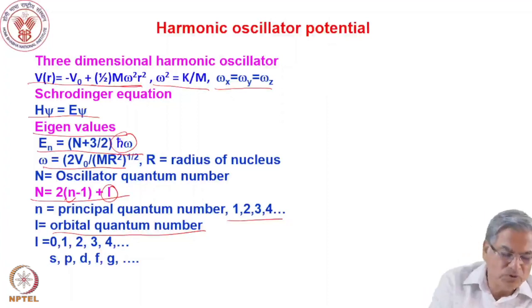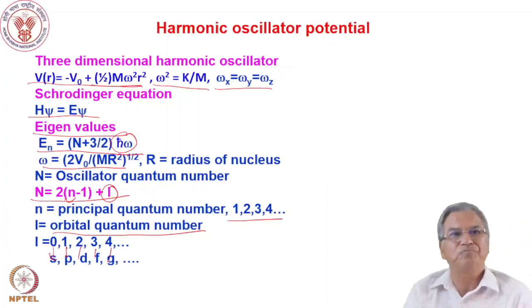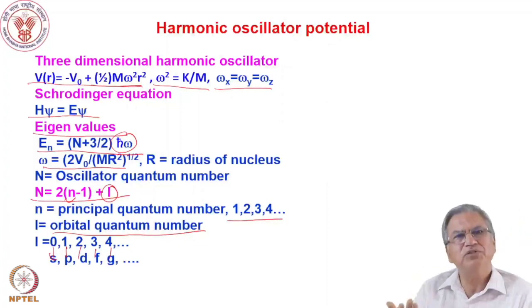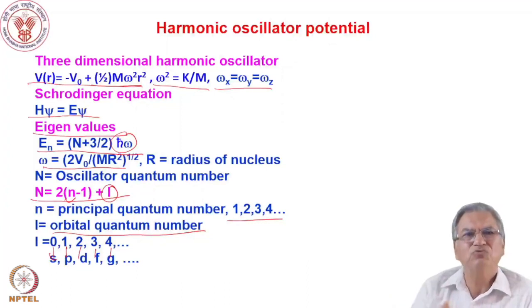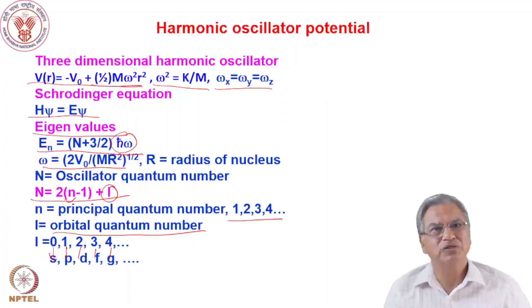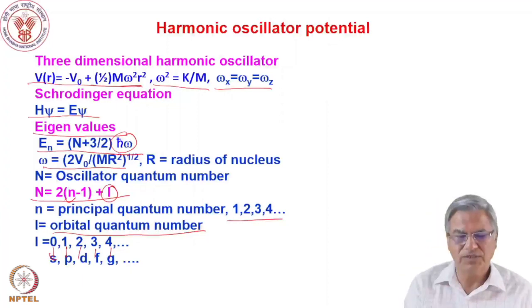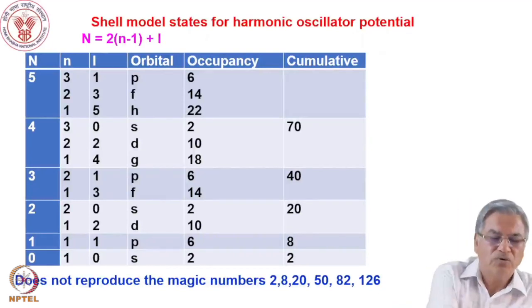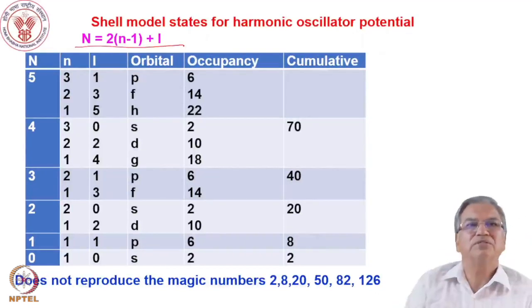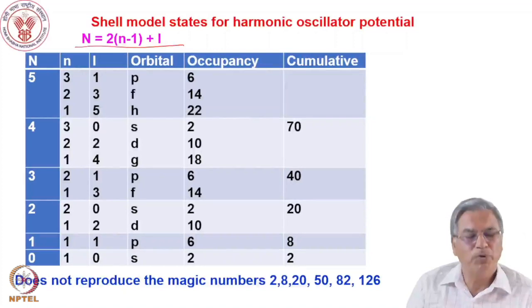And so corresponding to the value of L, we have s, p, d, f, g and so on. So the different combinations of small n and small l can give you the same value of the oscillator quantum number. And so you will find that for the same oscillator quantum number, there will be multiple orbitals contributing to that particular oscillator quantum number, which we can see in the next one.